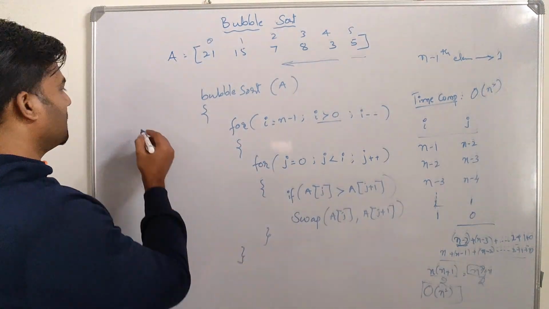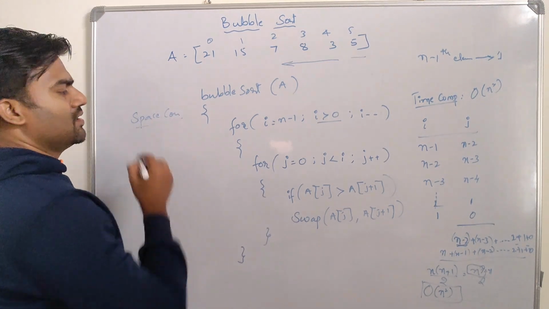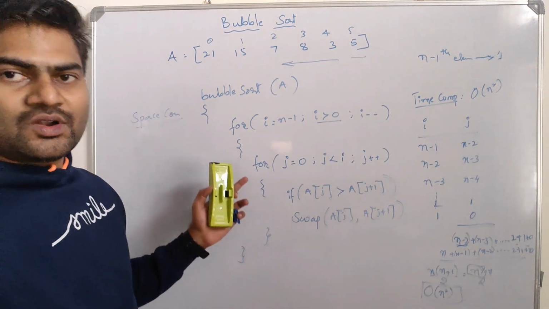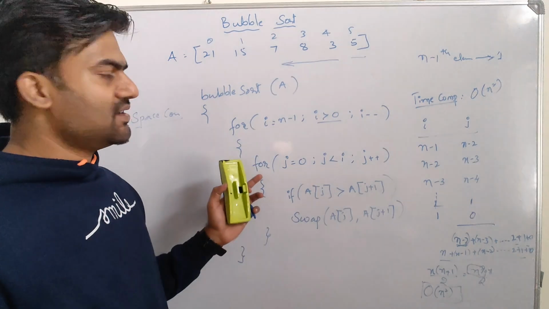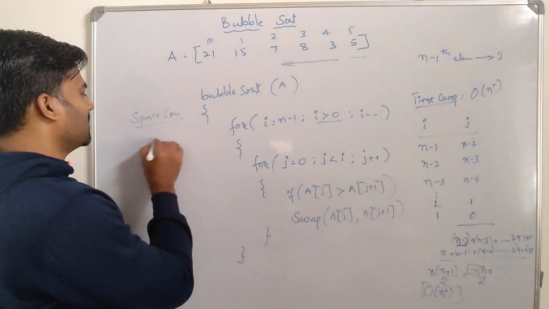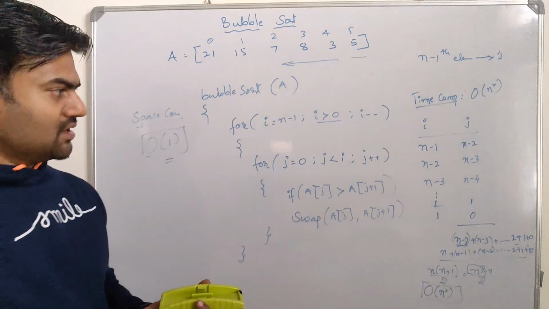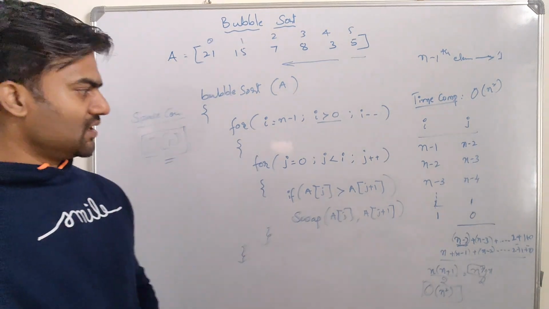And what is the space complexity? Here we are not using any extra space. It is an in-place sorting algorithm. That's why it is of order 1. So this is basically the pseudocode.